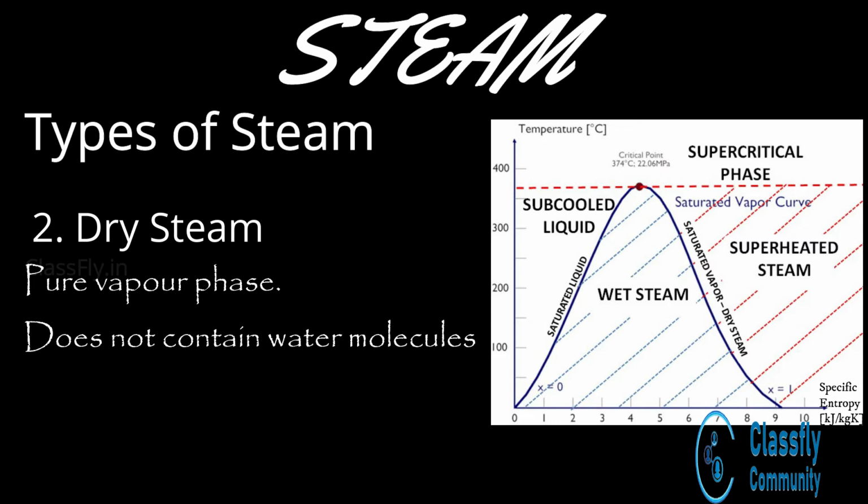Next, we move on to dry saturated steam. It is a type of steam which does not contain any particles of water. It exists completely in its pure vapor form for the saturation temperature at a given pressure.